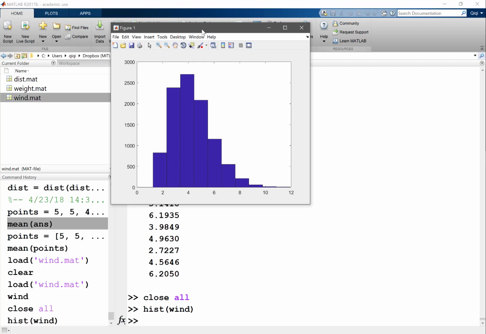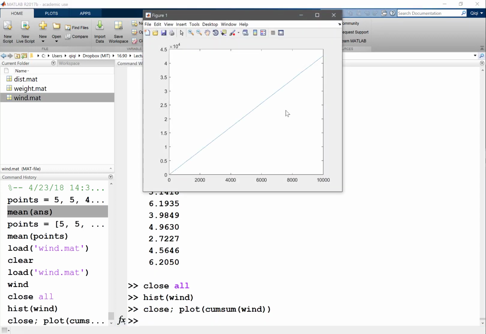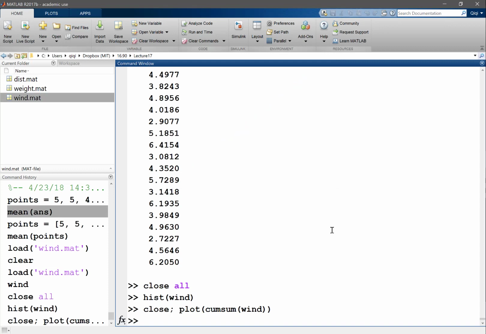Does MATLAB have a function? That's a good question. I actually don't know if MATLAB has a function, because there is a very natural way to plot the CDF of the data. Oh, you can do cumsum. Like a cumsum of wind? Maybe not of wind. It's not going to go like that.